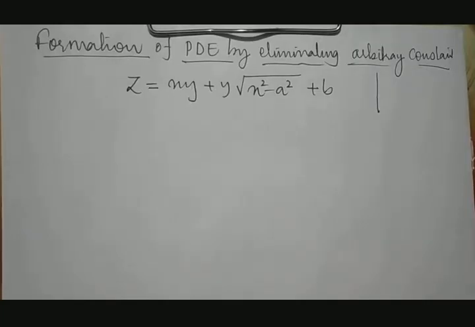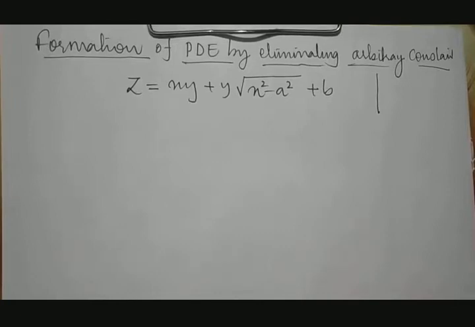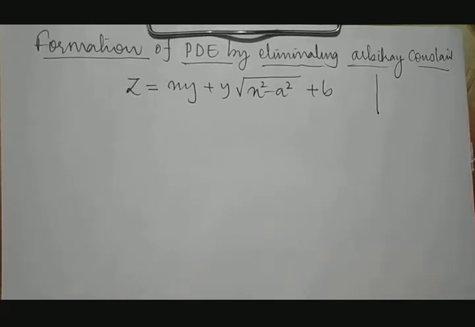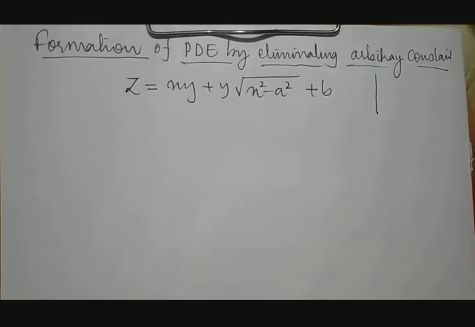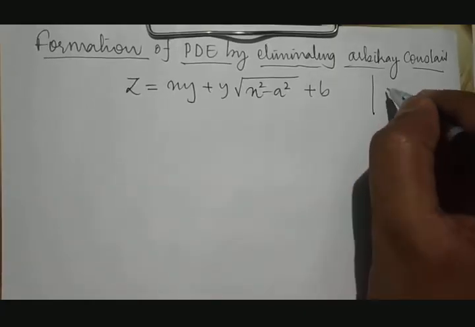We know the rule. If the number of arbitrary constants is less than or equal to the number of variables, first order differentiation is sufficient. If the number of arbitrary constants is more than the number of variables, then we need to switch over to second order differential equation or higher order differential equation. Let us see how many are there here.